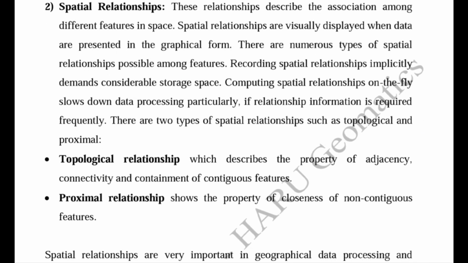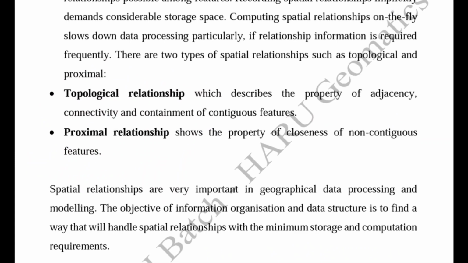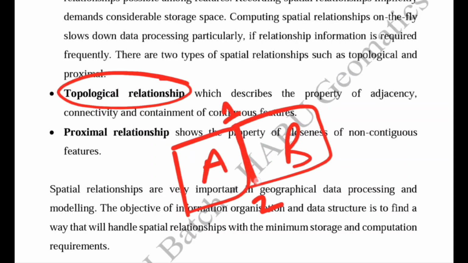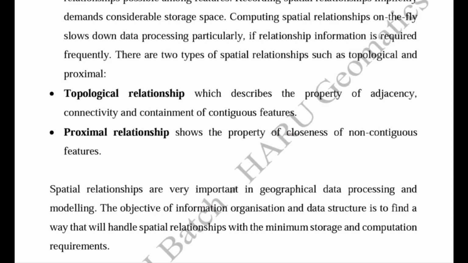If relationship information is required frequently, it is stored. There are two types of spatial relationships, topological and proximal. And what are the differences between them? As we know, topological data has the relationship between the features, and it mainly represents contiguous features. For example, if there are two polygons A and B and they have a common line, it represents adjacency, that polygon A is adjacent to polygon B and the common line is shared, so it represents the topological relationship between two polygons.